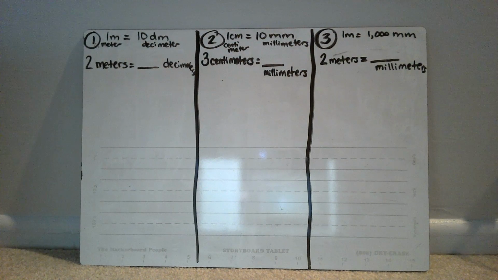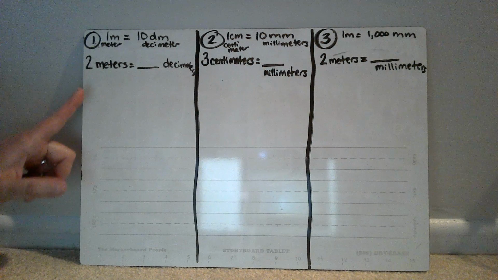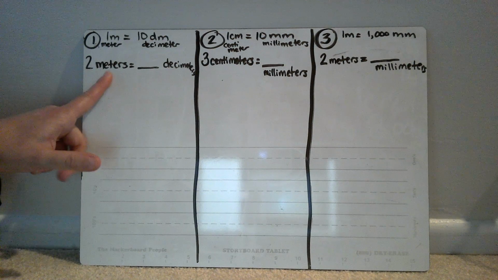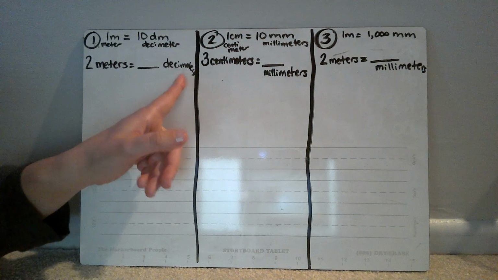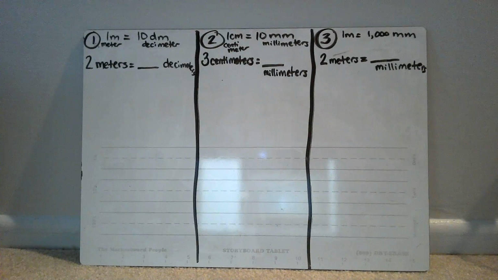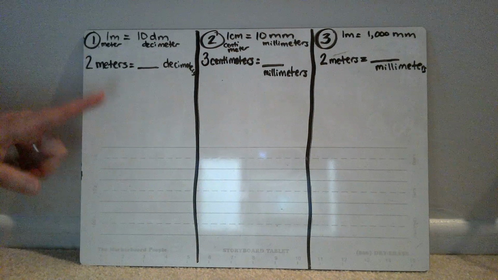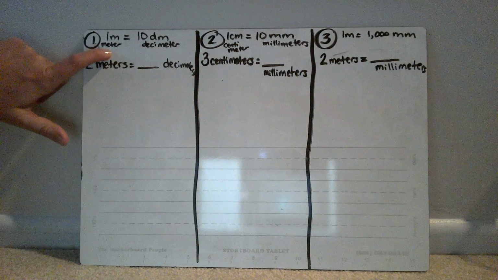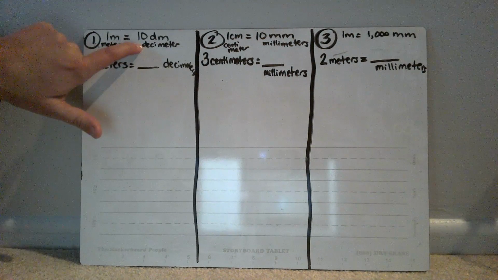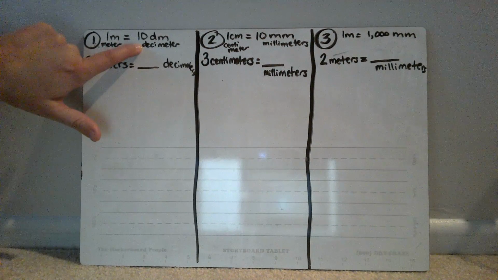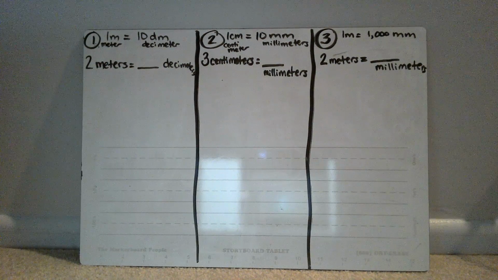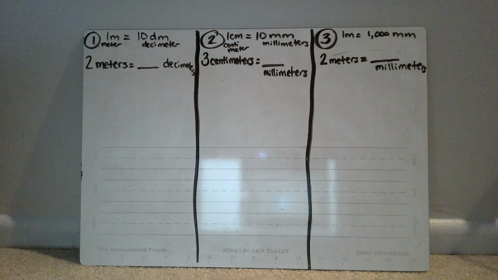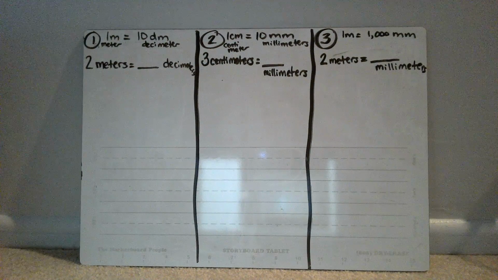Taking a look at our first problem here, it says 2 meters equals blank decimeters. So meters and decimeters are two ways to measure length in the metric system. In your conversion chart, you'll see that 1 meter equals 10 decimeters. DM stands for decimeter. Now, we can use the T-chart that we've been using in our customary units, and we can also do that with the metric system too.